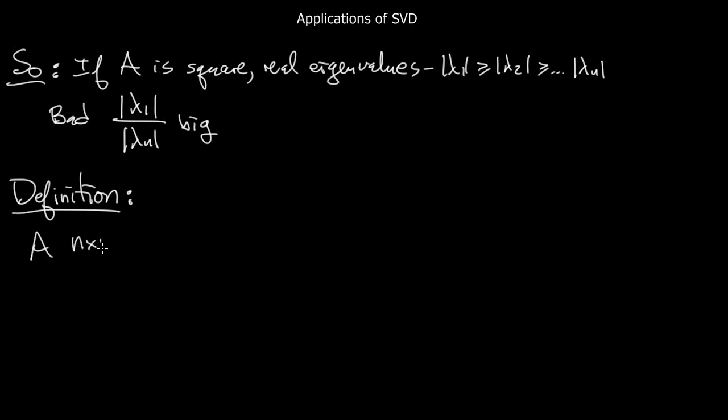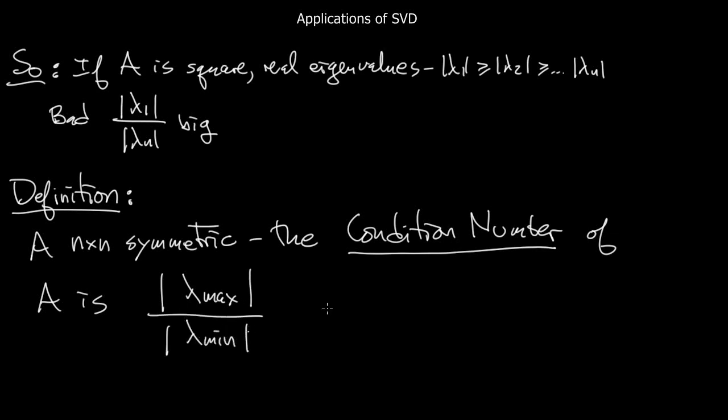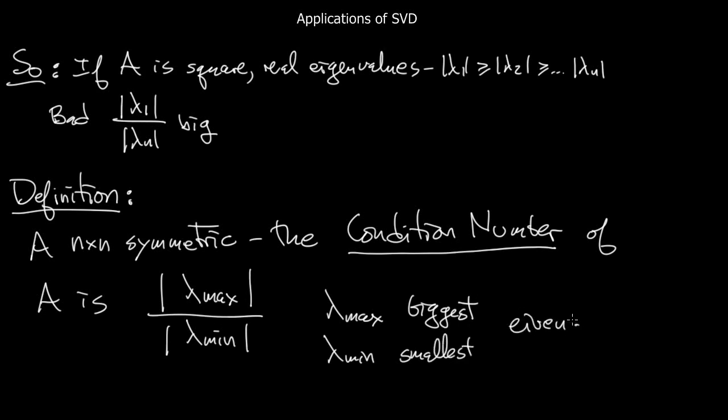Suppose A is a square matrix, and it's symmetric. Of course, since it's symmetric, it has real eigenvalues. We define the condition number of this matrix to be the ratio of the absolute values of the biggest and the smallest eigenvalues. Now, it's not necessarily positive definite, so it could have some negatives. That's why I have to put in the absolute values. But what matters is the ratio of those absolute values. So that's the condition number of a symmetric matrix, and it's a measure of how good and how bad it is. Good means small condition number, and bad is big.